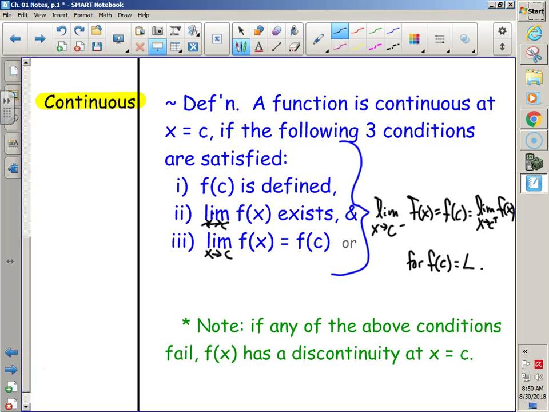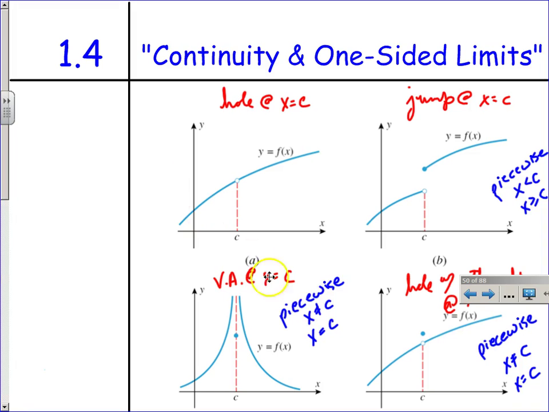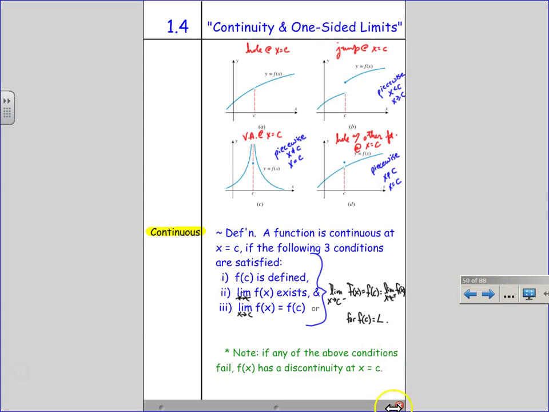So let's go back and peek at those 4 graphs up above and figure out where they failed, because they did fail somewhere. They each have discontinuities. But where did they fail? For the first one, the hole at x equals c, where does it fail? Does it fail with condition 1, condition 2, or condition 3? Condition 1. How come? The limit exists. The limit is fine, but who doesn't exist? f(c). Go to c. Where's the y value? Nowhere. So therefore, this one fails.